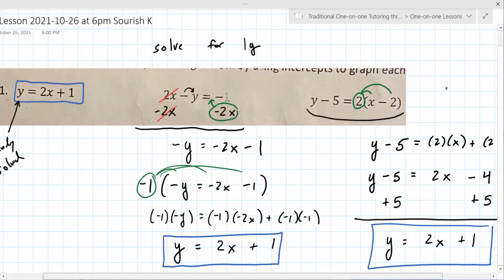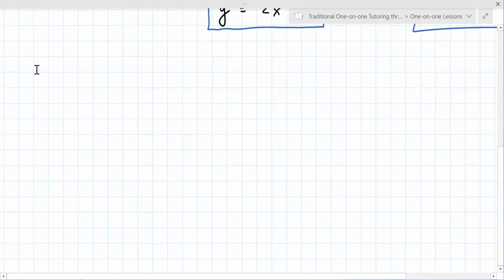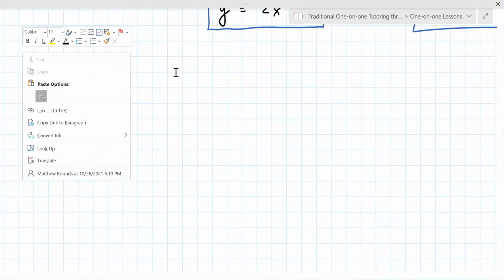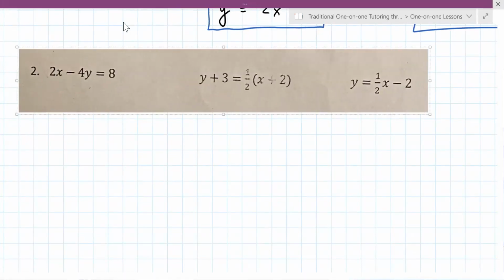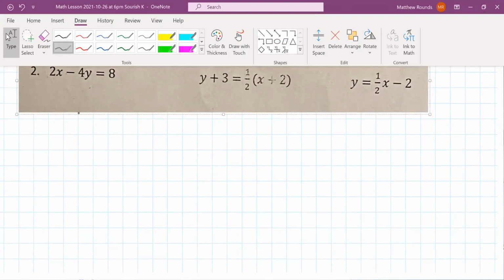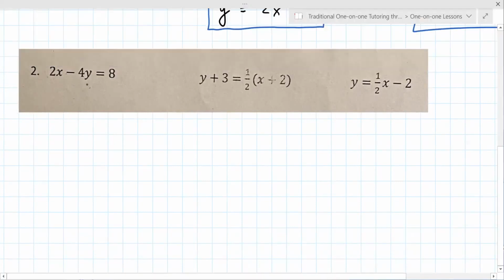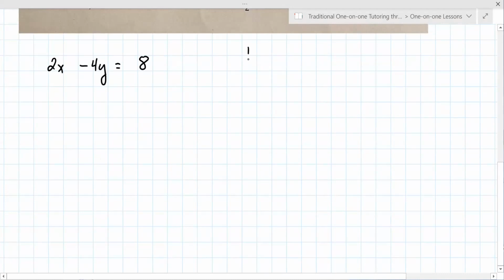Okay. I want to try something slightly different here for this one. I think this might help. We're going to start with this first one: 2x minus 4y equals 8. Okay. And what I'm going to do here is draw a line, and I'm going to tell you on the right what we're doing. We just write the equation.